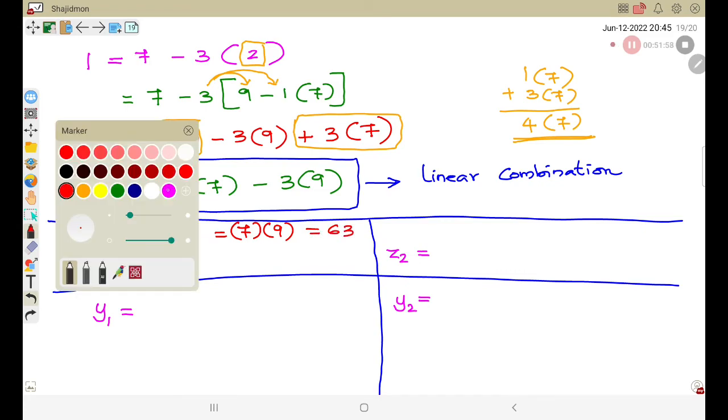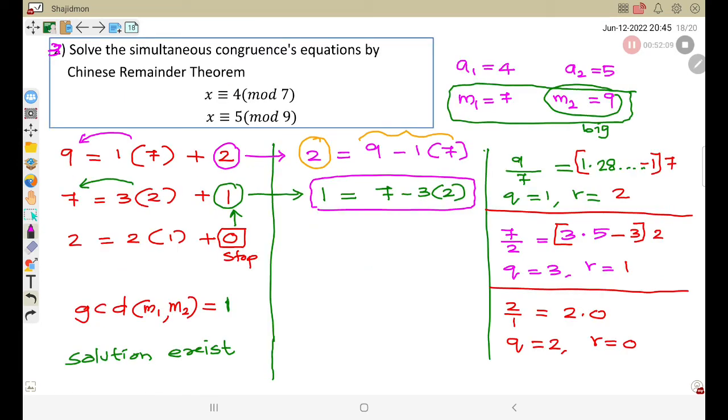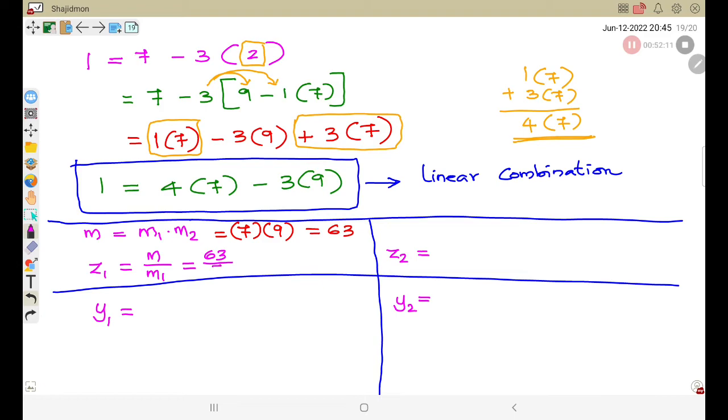Now Z1 number means what we do? M number divided by M1 number. M number means 63 divided by M1 means 7. So 63 divided by 7, that is 9. Now Z2 means M divided by M2 number. What is M? 63 divided by what is M2? 9. So how many times? 7. So Z1, Z2 we got.